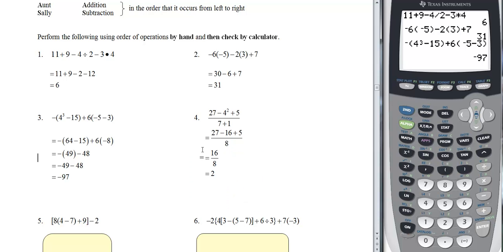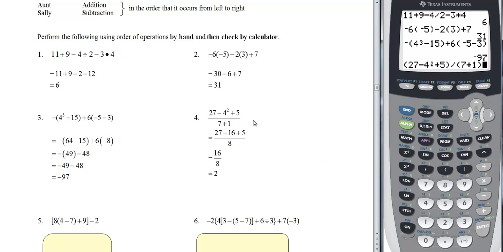Whoop, I got 2 equal signs here. There. Whoops. Too far. There. Sorry. So to put this in the calculator, be careful. Because I said it's like a grouping symbol, we actually have to tell the calculator that I have a fraction bar. So 27 minus 4 squared plus 5. Divide by parentheses 7 plus 1.